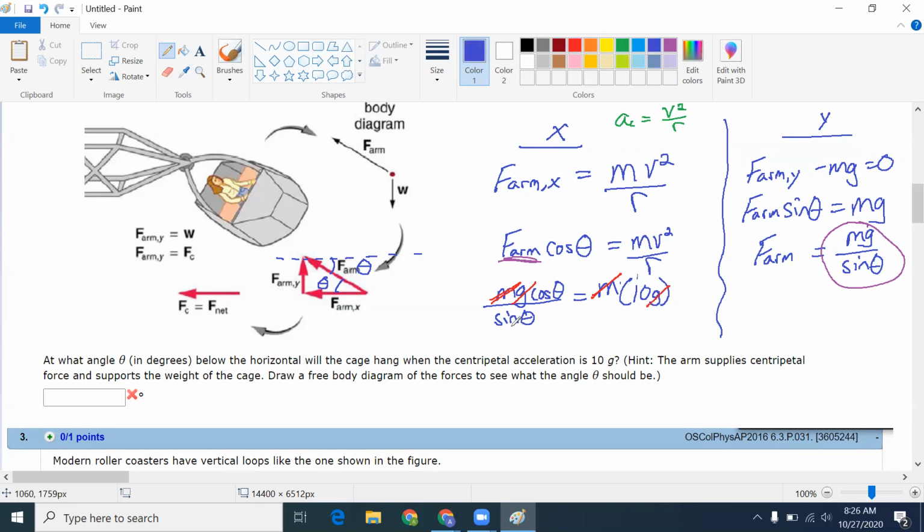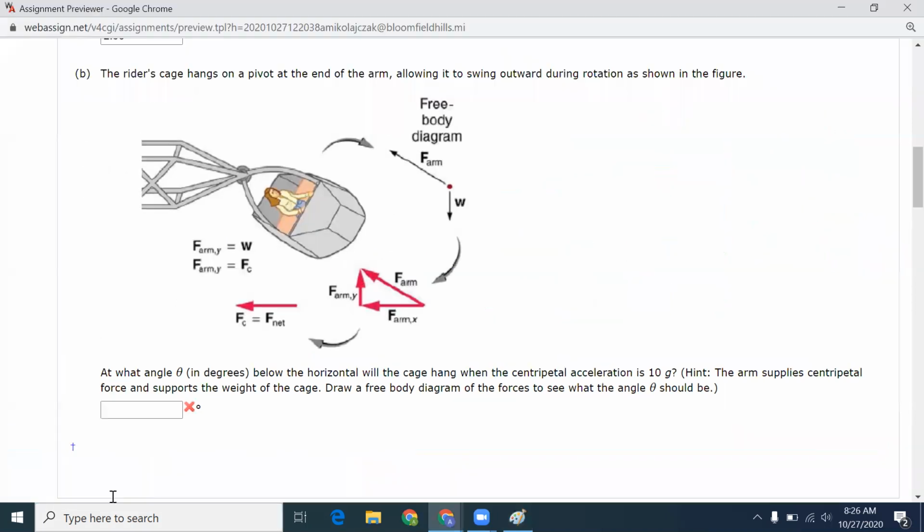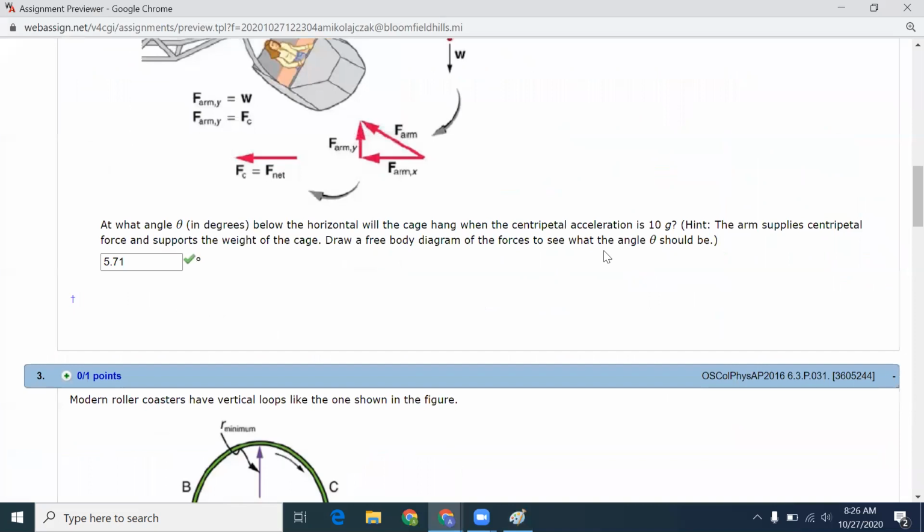And on the right side, I have cosine over sine, which means 1 over tangent of theta equals 10. So that means tan of theta is 1 over 10. The inverse tangent of 1 over 10 tells me that theta would be 5.71 degrees. Now let's make sure that works, 5.71. And it does. Perfect.